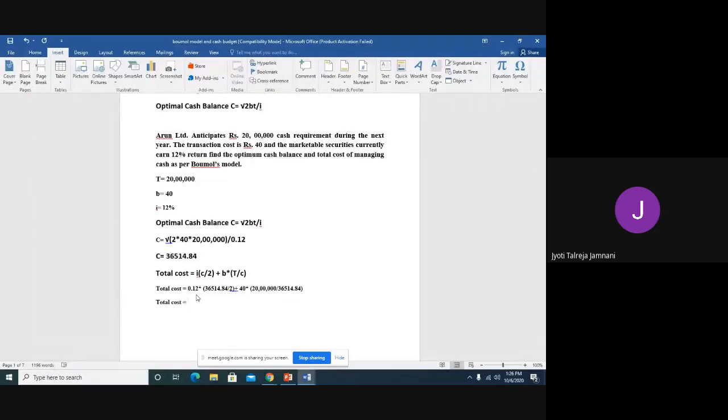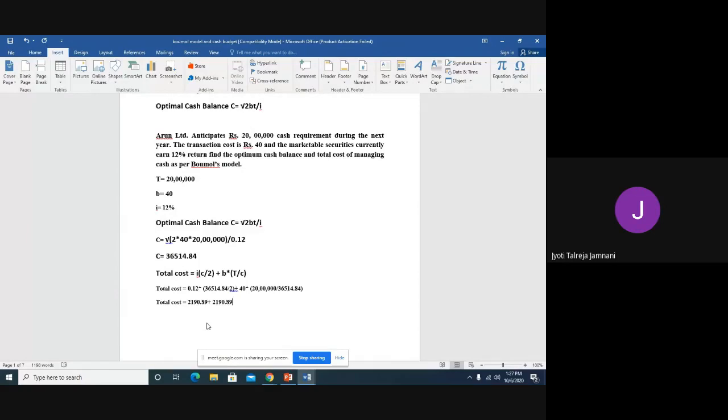36,514.84 divided by 2. If you do, you get 18,257.42 into 0.12. It is 2,190.89. Plus, we'll find the transaction cost now, 20 lakh divided by 36,514.84. This will give you the number of transactions, which is 54.77 into 40. The transaction cost, if I do, I get 2190.89. Everybody getting this? Yes, ma'am.